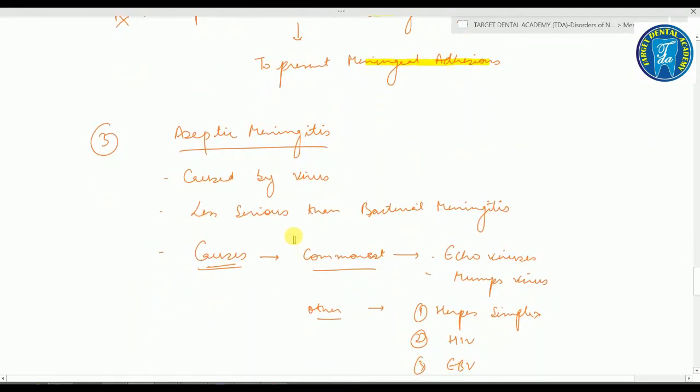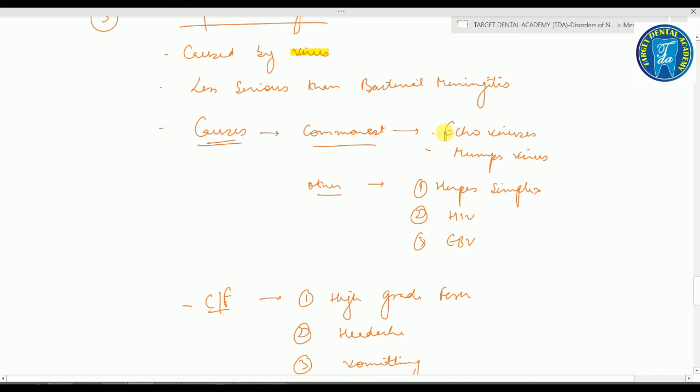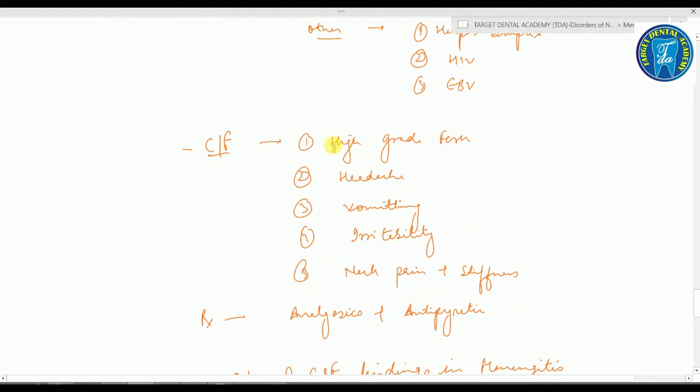So next is the aseptic meningitis. It is caused by a virus. It is less serious than bacterial meningitis. The commonest causes are echoviruses or the mumps virus. Fine. Other than the echovirus and the mumps virus, the causes are herpes simplex, HIV and Epstein-Barr virus. Coming on to the clinical features. So there is high grade fever, headache, vomiting, irritability, neck pain and stiffness. So for treatment, you can give analgesic and antipyretic.